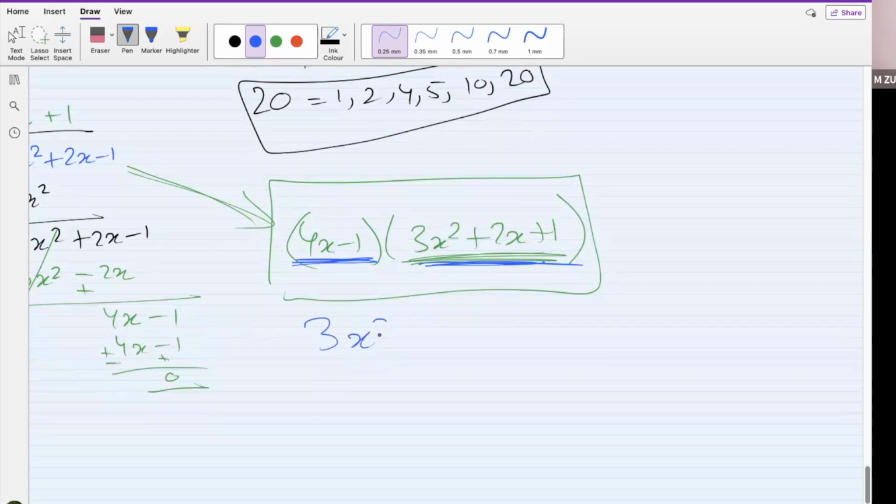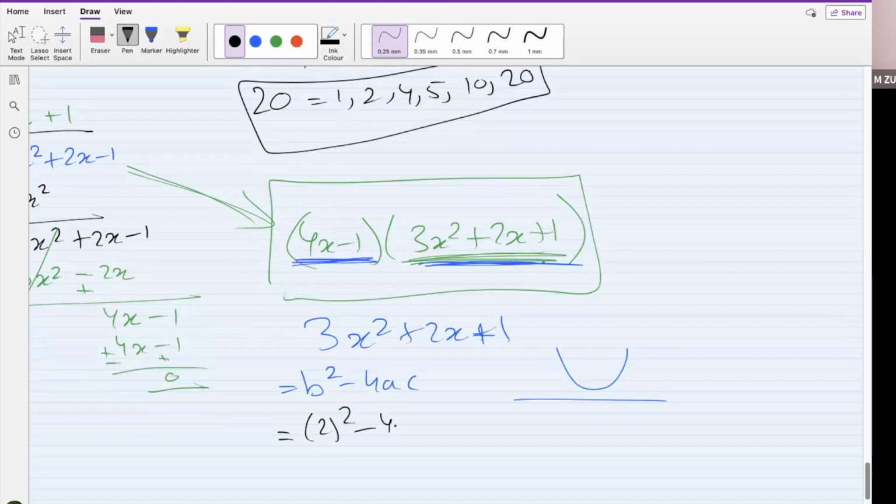So 3x square plus 2x plus 1. If we have any solution, we will get the midterm breaking. But it already said that they do not have a solution. That means it will not intersect the line. So I'm checking for b square minus 4ac, and it should be positive, equal to 0, or negative. What should it be if there is no solution?